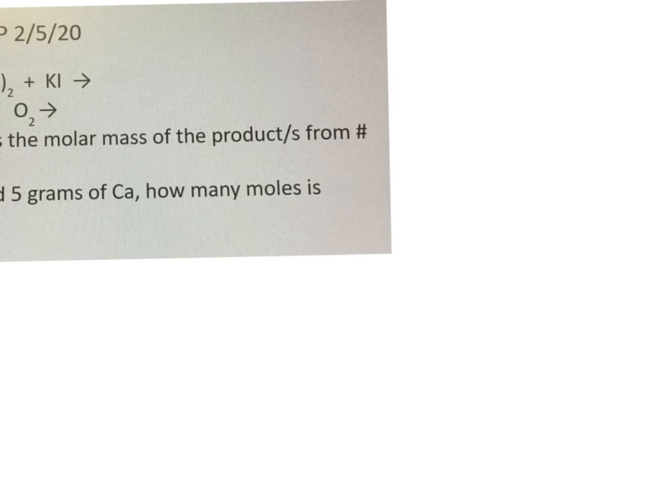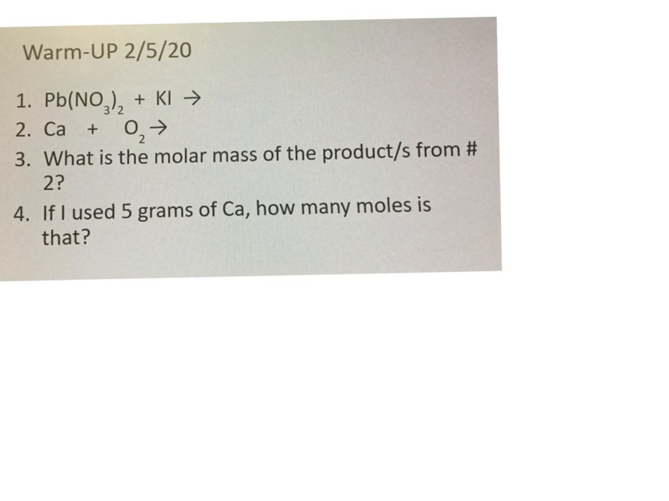Okay. Never mind. So for number 1, you had this PbNO3 stuff and KI, right? And from that, I wanted you to predict it, and I wanted you to give me the states of matter. And if you balanced it, that's even better, right? But something that would have helped you with this is recognizing that you had a transition metal to start with.